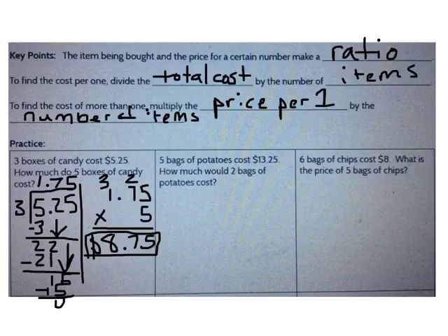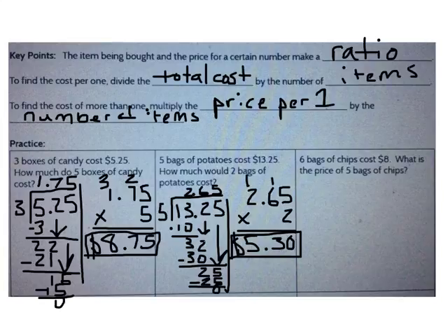Now you try a few. 5 bags of potatoes cost $13.25. How much would 2 bags of potatoes cost? Find the price per one and then multiply to find the price of 2 bags. The price of each bag is $2.65. When I multiply $2.65 times 2, the price of 2 bags is $5.30. Now let's do the next problem.